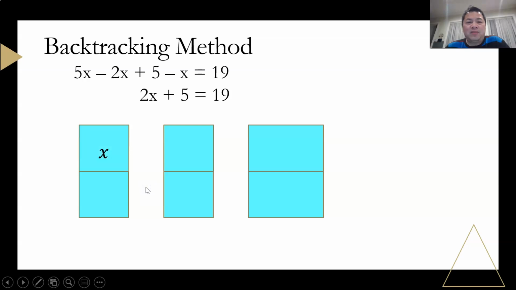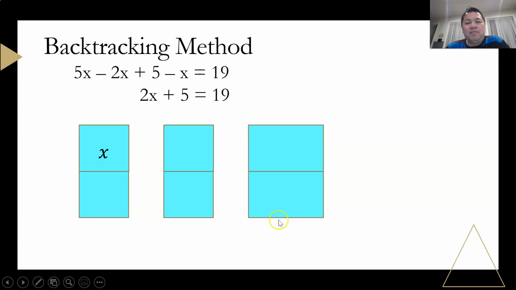Okay, what about this kind of situation whereby you have to simplify first. You have an equation like this. So I simplify accordingly, rearranging the numbers, apples with apples, oranges with oranges. Remember, we did that in the past. So we have 5x minus 2x minus x. I'll get 2x here. So 2x plus 5 is 19.